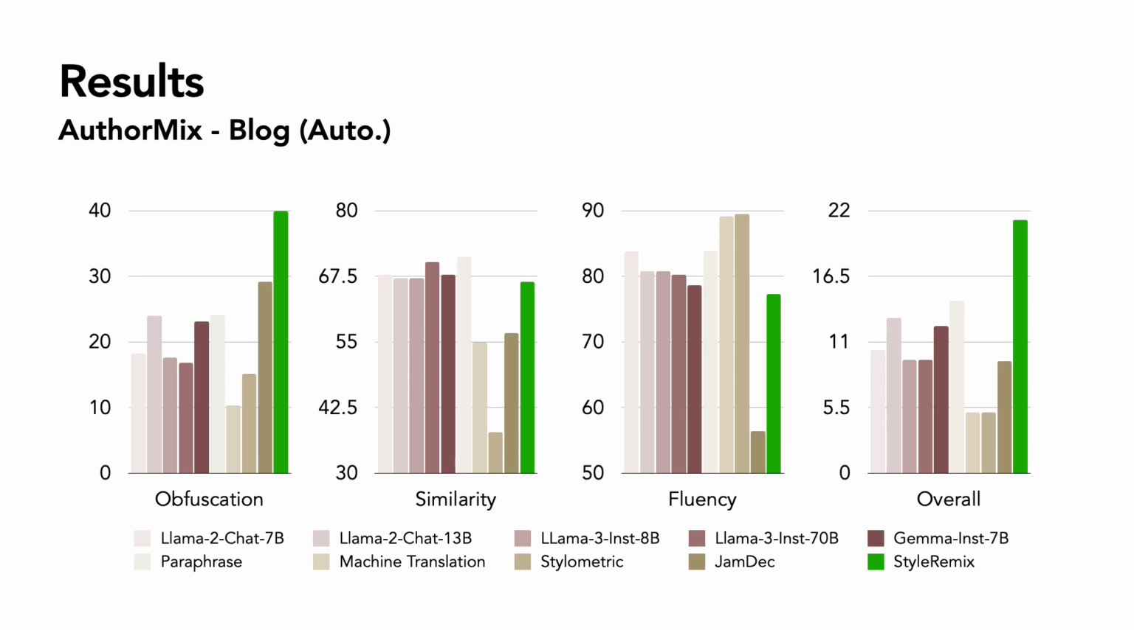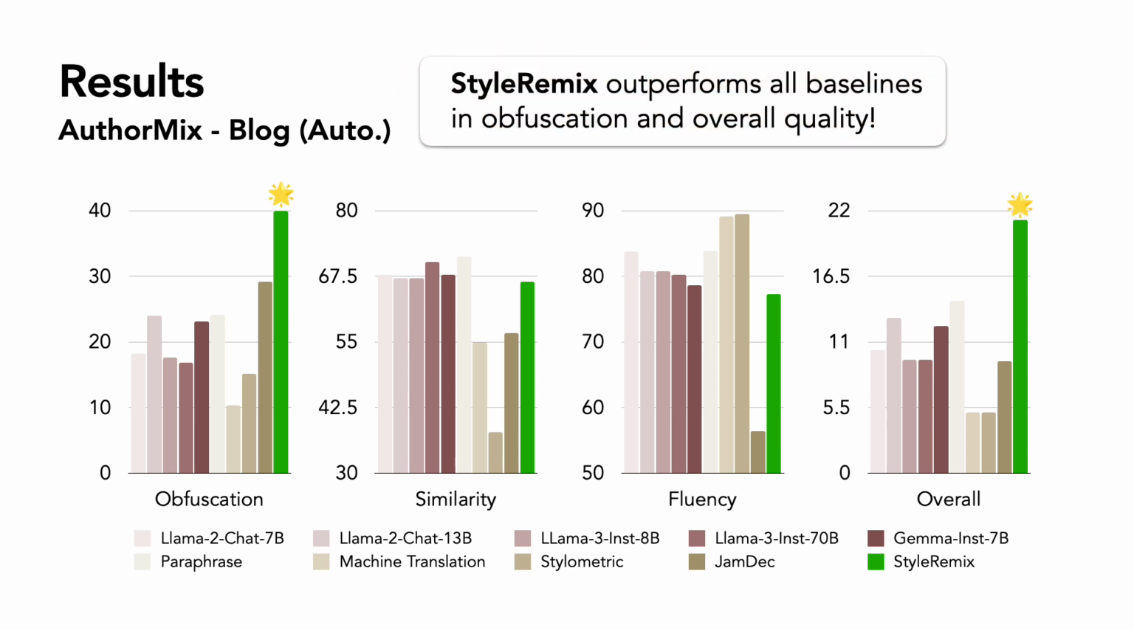What are the takeaways? Well, we see that StyleRemix beats all other baselines in both obfuscation and overall obfuscation quality, while remaining competitive with respect to similarity and fluency. And this is pretty impressive considering that we're going against other state-of-the-art obfuscation baselines such as Jamdec, as well as instruction tune models of much larger size, such as 70B Llama 3 instruction, while our model is only a Llama 3 8B model.